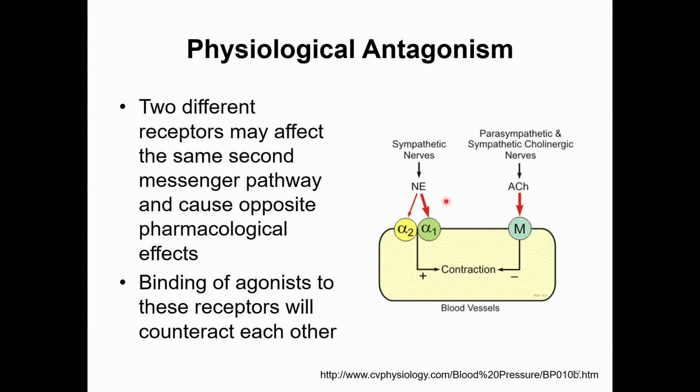There's an example here of blood vessel dilation. There are sympathetic nerves and parasympathetic nerves that can both affect dilation of blood vessels, but you have different drugs, different ligands, that can affect both of those.